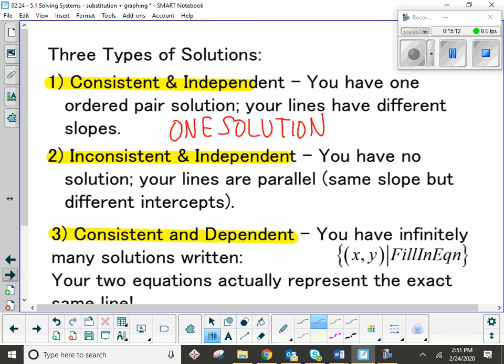The second situation, inconsistent and independent, is where the lines don't intersect at all. Do you remember what we called those lines in geometry? What kind of lines don't intersect? Parallel, right? Parallel lines don't intersect. So if they don't intersect, how many solutions will there be? Zero, right? None, no solution. So this would be the kind of system where there's no point that would satisfy both equations at the same time.